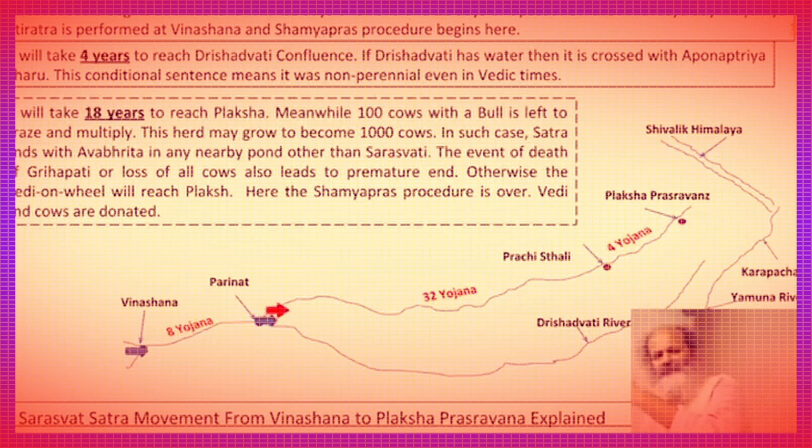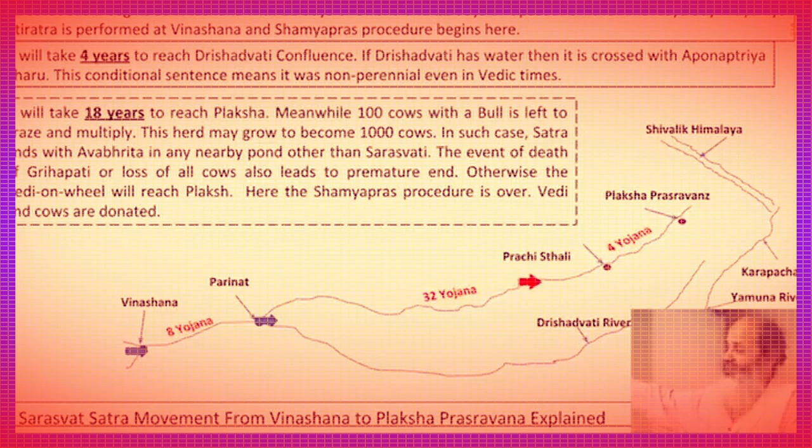There are actually many, just like those Saraswati Satra. If somebody really studies, there is no escape from the conclusions I have derived. And actually what they do is, they leave 100 cows with one Rishabha. Now 100 cows with one Rishabha are left to graze freely, and they have to become 1000.